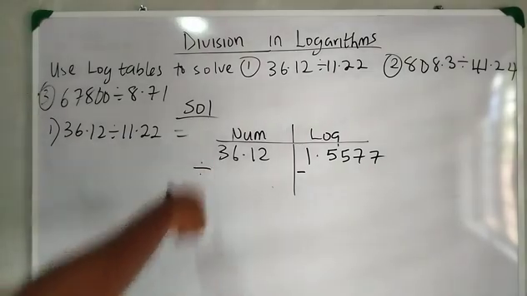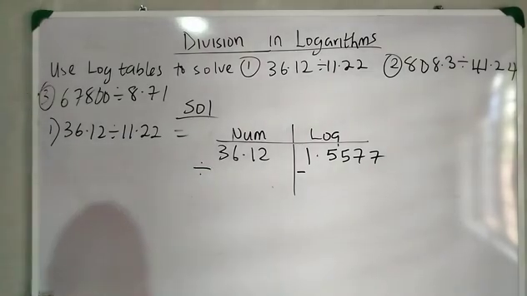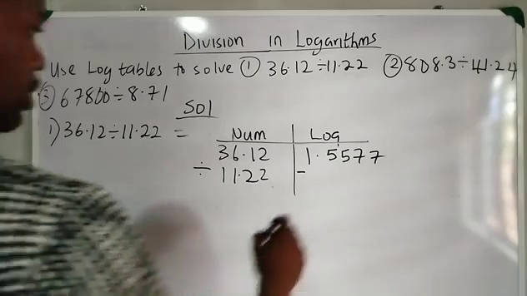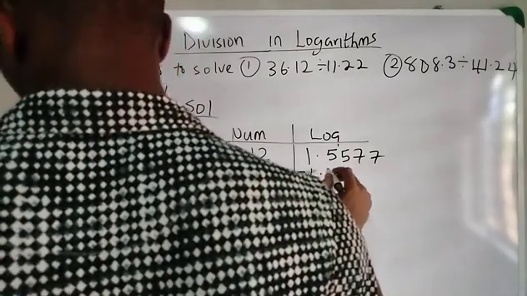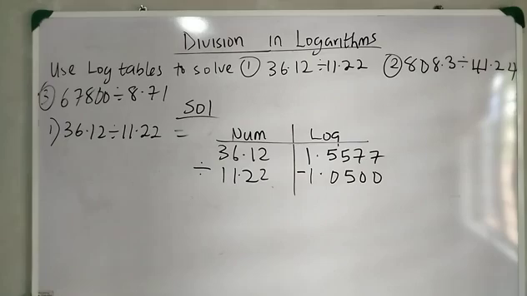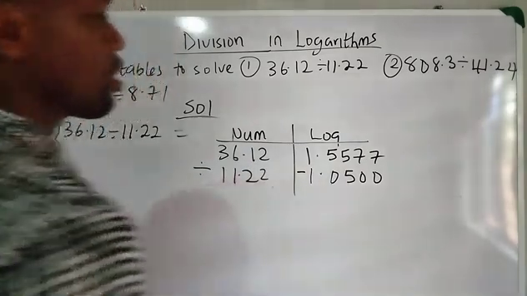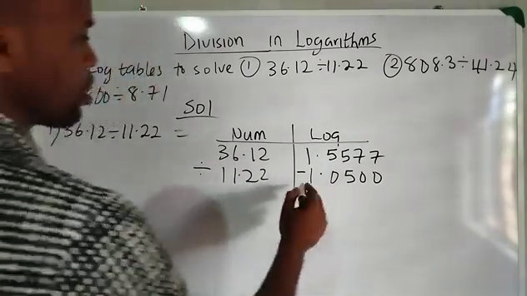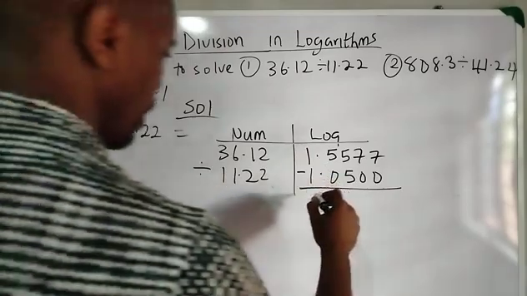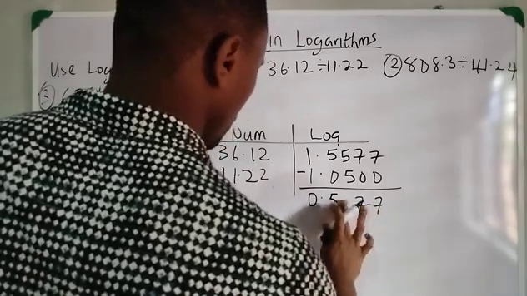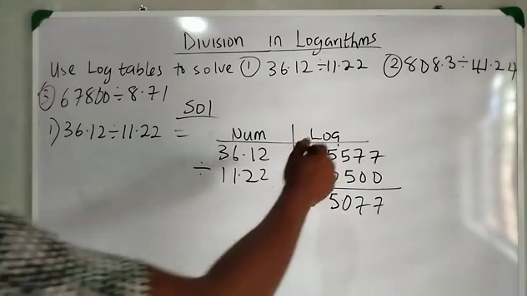Then when we have divided by, what will it be in logarithms? Minus. So when two numbers are dividing, their logarithms will subtract. The second number is 11.22, and the logarithm of this 11.22 is 1.0500. If you do not know how to convert numbers to logarithms, check out my previous videos where we explain how to do so. The next step is to subtract these two numbers. So when we subtract this from this, we are left with 0.5077. This is our final answer, but it is in logarithm format.